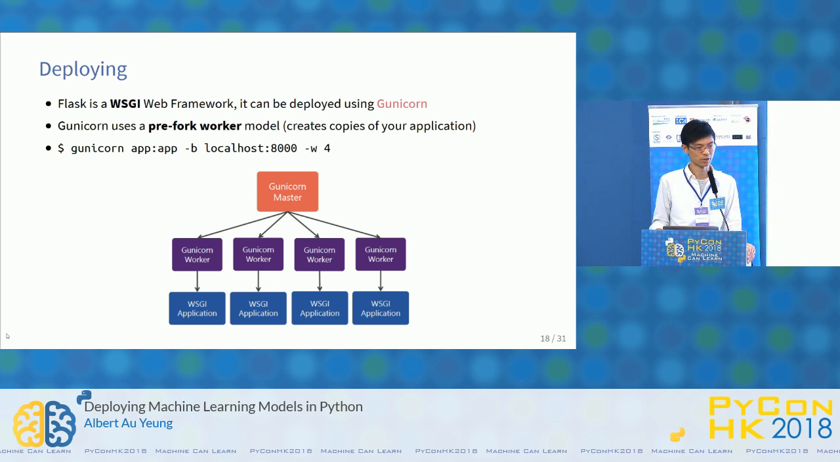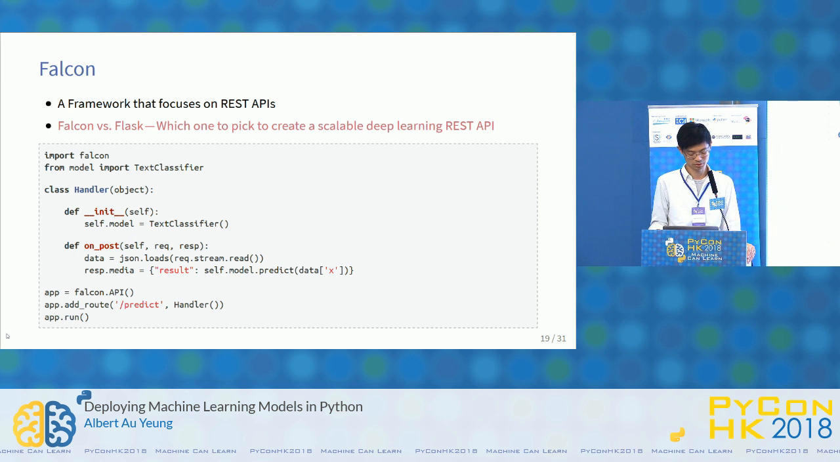There are other frameworks, such as one called Falcon. Unlike Flask, which was originally designed to allow you to create web applications, like web pages, if you only focus on delivering an API, then you can choose this one, which is more REST API focused. But the usage is more or less the same. You create a handler class, in which you specify a function for a post or get request, you get the data and call the model's predict function, and then you return the response.